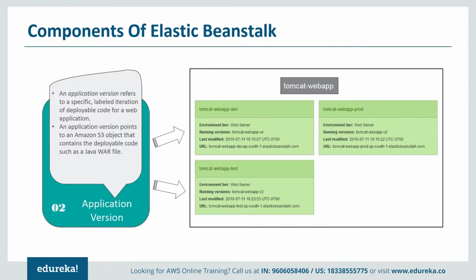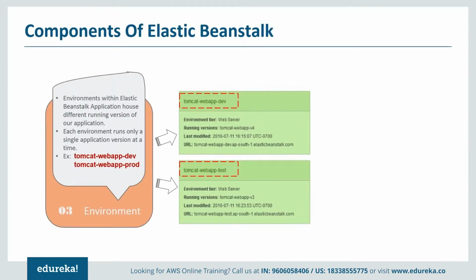So you have two versions of your application now. It's just a copy of your application code, but with different changes. And Elastic Beanstalk will provide you with an option where you can upload different versions of your application without even deleting the previous ones.